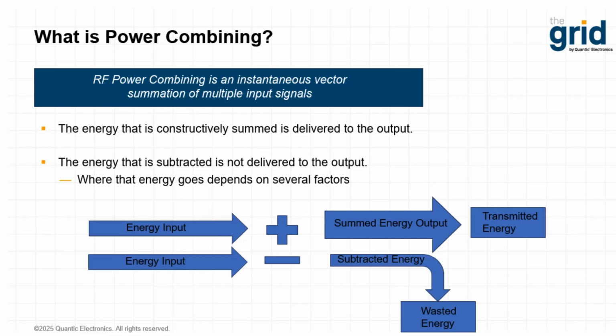Depending on the phase relationship between those two vectors, energy can either be summed, in which case we have constructive interference between those two signals, and in that case, the summed energy is transmitted out to our load or whatever we're looking at. Or if some of that energy does not align from a phase standpoint and the vectors are not pointing in the same direction, the energy gets subtracted and that energy actually gets put off as wasted energy somewhere else in the system. What we're going to talk about in a little bit is exactly where does that go and why do we care about that wasted energy.